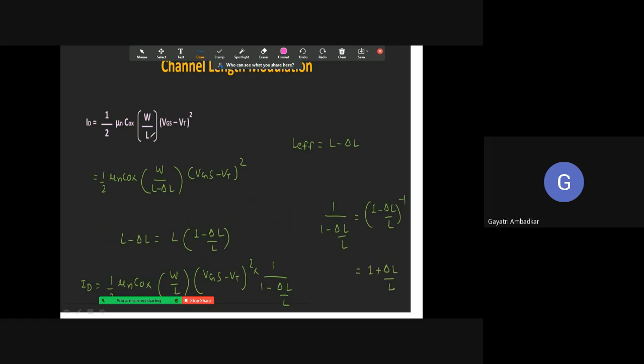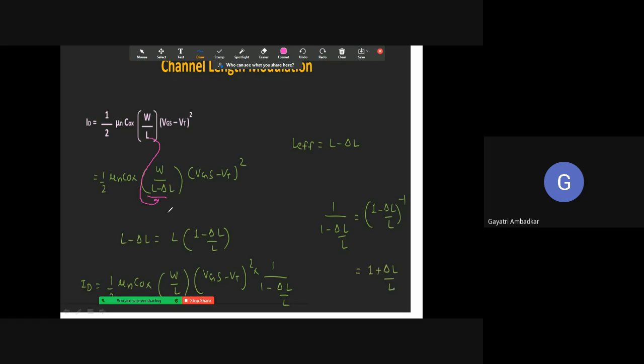So I will change this L by L minus delta L. Our new effective L is L minus delta L. Don't worry about the equation. You are not supposed to derive this equation, but I am explaining this so that you will understand what is happening actually. From the formula of ideal saturation region, we will change the value of L to L minus delta L.